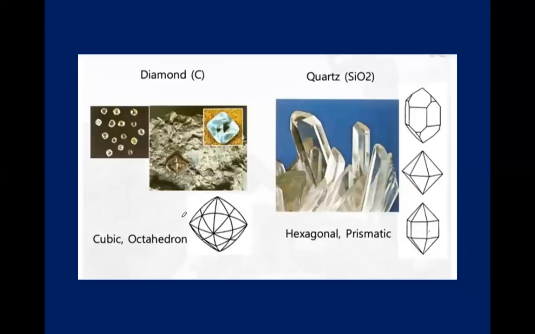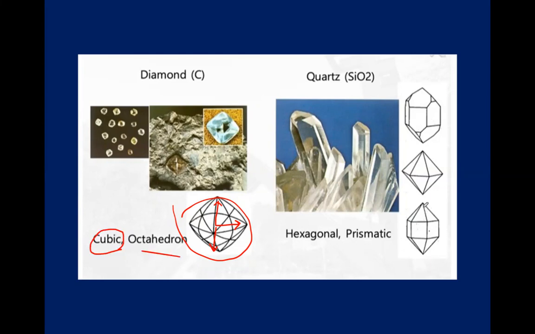If you see diamond, it has this shape, but still you can find the crystallographic axes in equal size, right? The lengths are equal. But for quartz, it's different. The equal-axis crystals are called the cubic system, right? Cubic system, but another shape, octahedron shape.